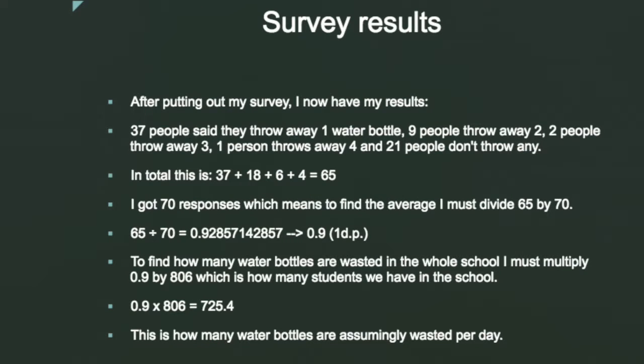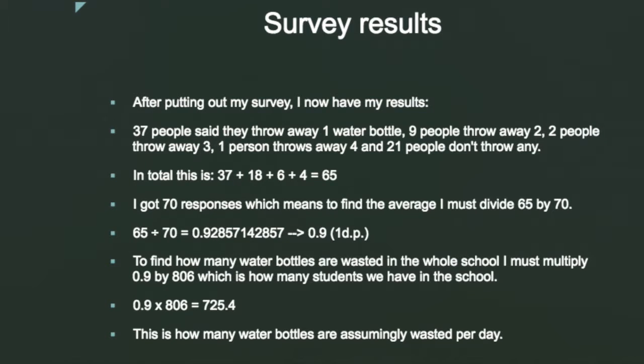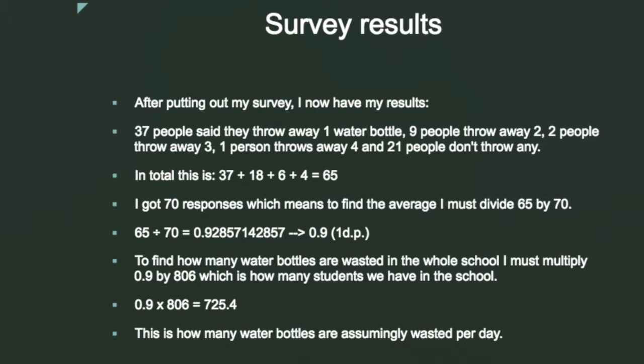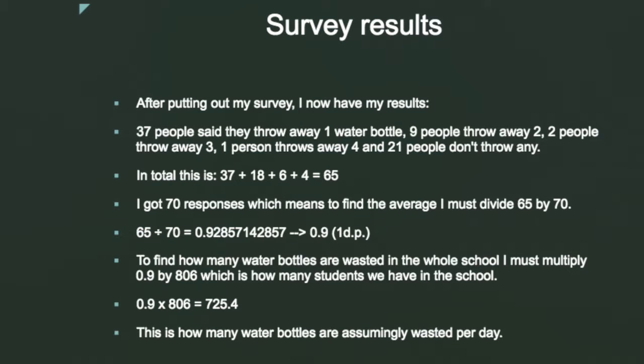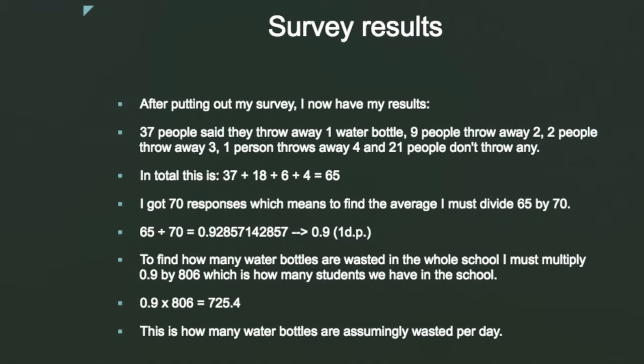After putting out my survey, I now have my results. 37 people said they throw away one water bottle, 9 people throw away 2 water bottles, 2 people throw away 3, and 1 person throws away 4 water bottles, and 21 people don't throw any. In total, this would mean we'd have to add 37 and 18 and 6 and 4, which would give us 65. In total, I got 70 responses, which means to find the average, I must divide 65 by 70.